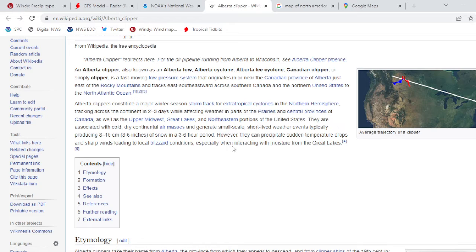They are associated with cold, dry continental air masses and generate small-scale, short-lived weather events, typically producing 8 to 15 centimeters or 3 to 6 inches of snow in a 3 to 6 hour period. However, they can precipitate sudden temperature drops and sharp winds, leading to local blizzard conditions, especially when interacting with moisture from the Great Lakes.